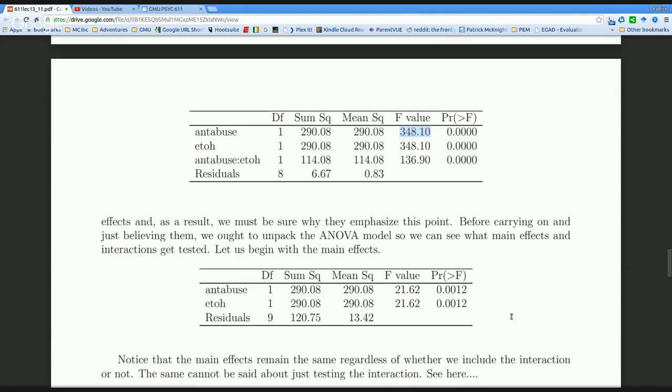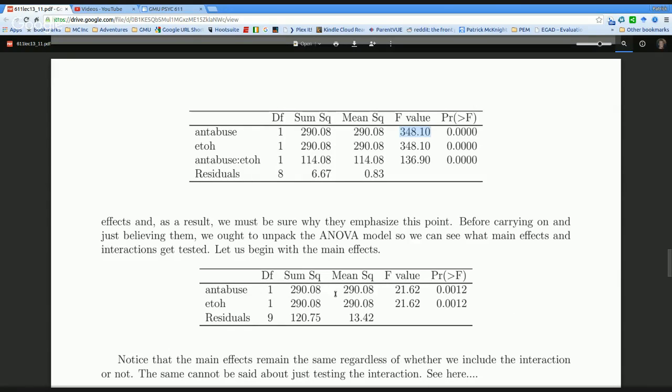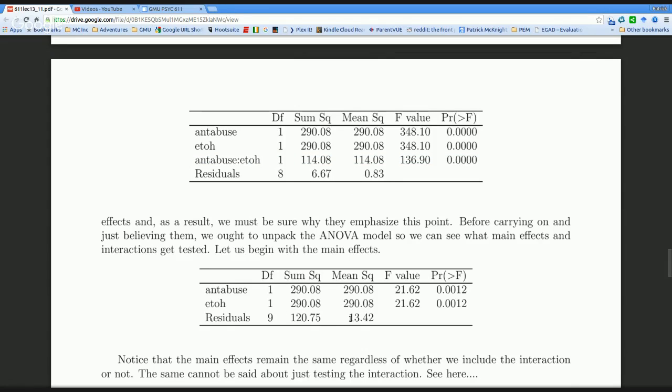Suppose I ran just an ANOVA with the main effects. Okay, what do I get? What do I see that's different? Well, none of these are different except the F-tests are different. And why are they different? Well, because I don't have this effect in here. So it goes into the residual, which means that I have a lot more noise. So if I put the signal over a new noise term that's a lot larger, my F value goes down.